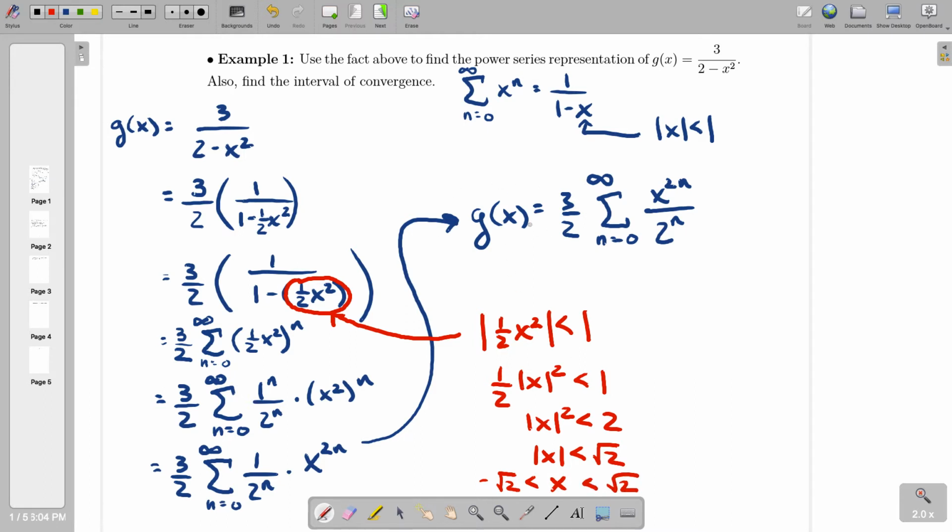So I can say this is the case, g of x equals this, but I also need to make sure that I add on that x has to be between negative root 2 and root 2.